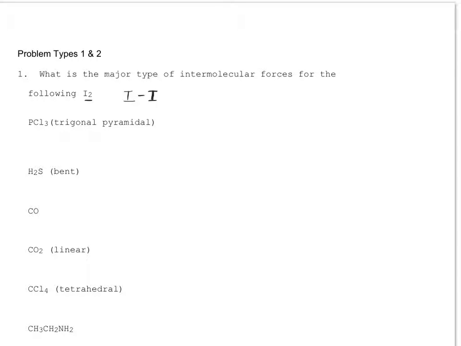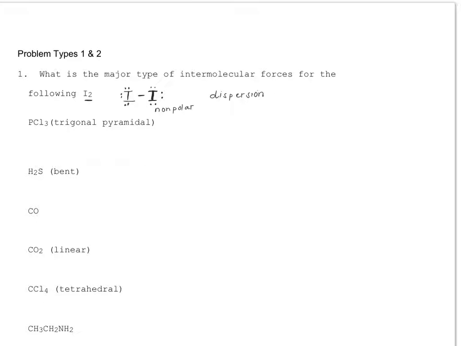In this case, the Lewis structure will be the same as the VSEPR structure because it's going to be a linear molecule. You can see from the Lewis structure that it's an equal and opposite pole of electronegativity. Therefore, this is a non-polar molecule. And we know that non-polar molecules have dispersion forces as the major intermolecular force.